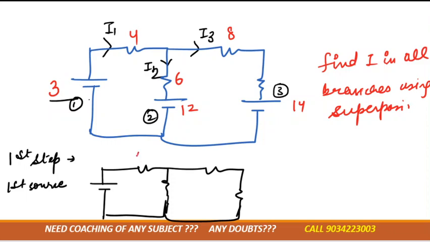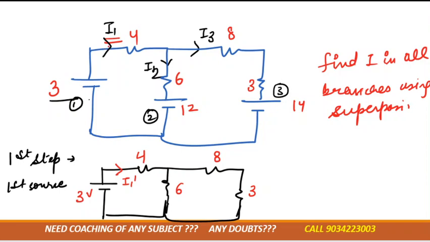Suppose this is 4 ohm, this is 6 ohm, this is 8 ohm, this is 3 ohm, and this is 3 volt. This is 4, and this is suppose 3 ohm. Clear? In the main circuit I have taken I1 current flowing, so in this I'll mark I1 dash current flowing, taking the same direction. This is the main circuit diagram.